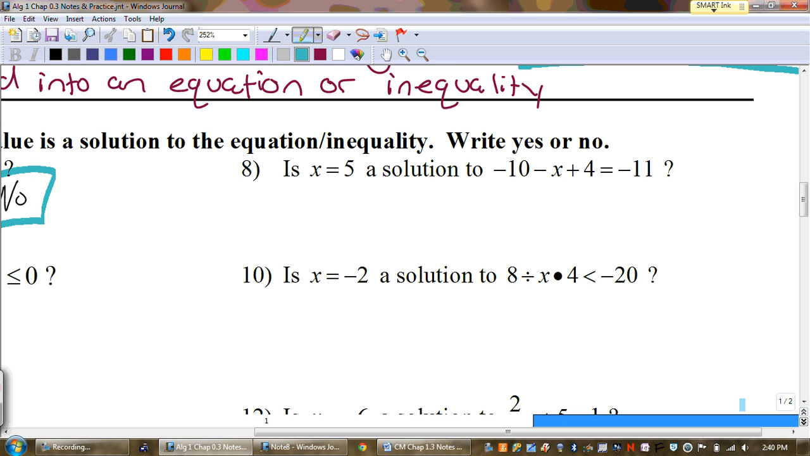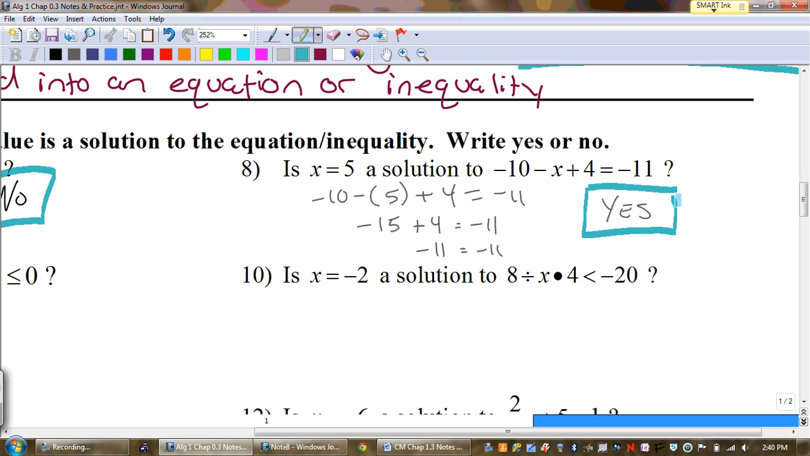Let's look at the next one. Is x equals 5 a solution to -10 minus x plus 5 equals -11? So, once again, all I'm going to do is plug in. Okay? Does that equal -11? Well, -10 minus 5, guys, that's actually -15. And -15 plus 4, well, that actually gives me -11. So, does that give us a solution? Yes, it does.